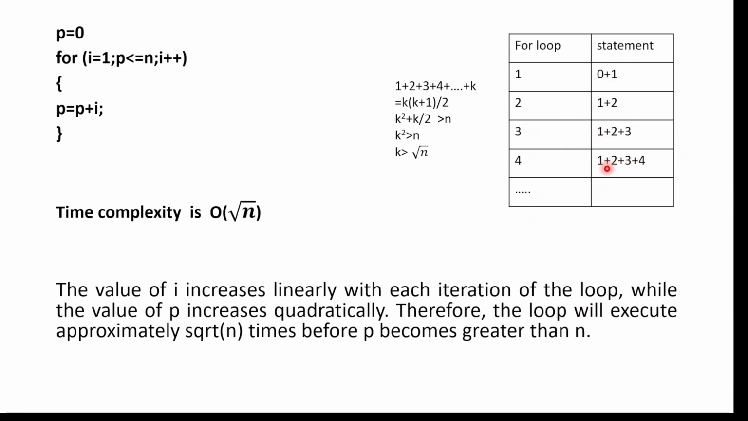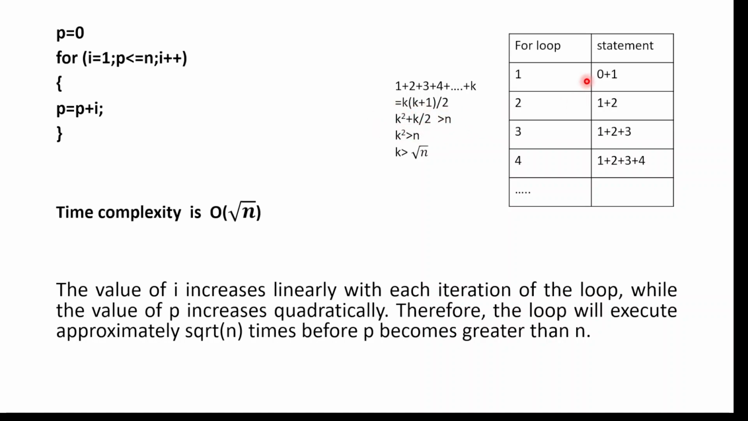So it goes on, and we have a generalized form 1 plus 2 plus 3 plus 4 etc. plus k. It actually depends on the value of p. As i increases linearly, p increases quadratically with each iteration of the loop. Now we can generalize it as k into k plus 1 divided by 2. The loop will get executed as long as the value of p is less than or equal to n. Once p becomes greater than n, it comes out of the loop.